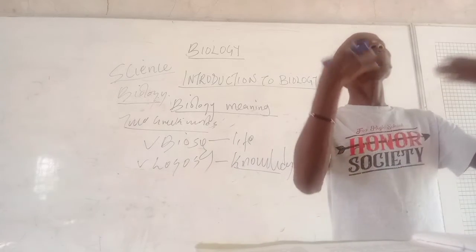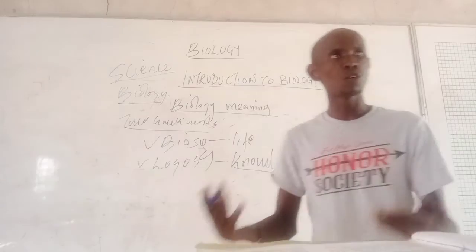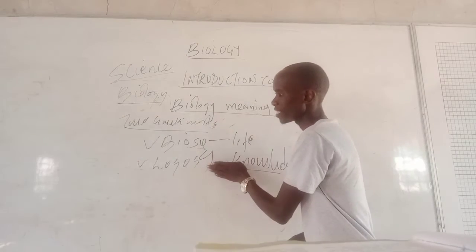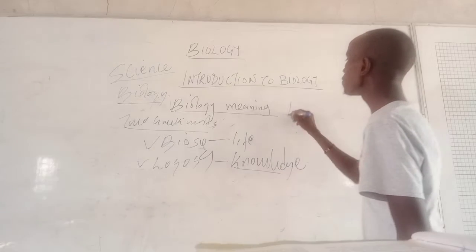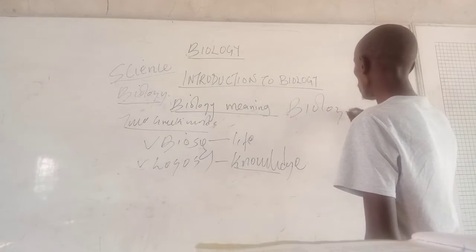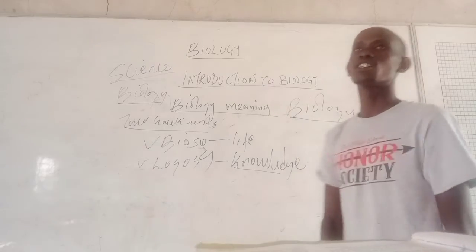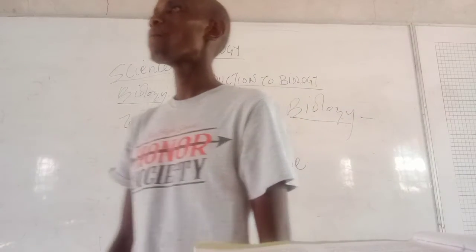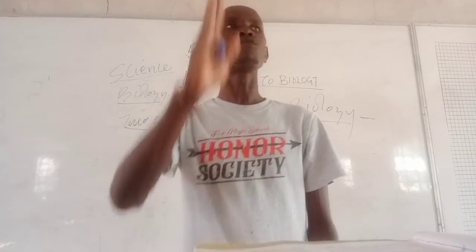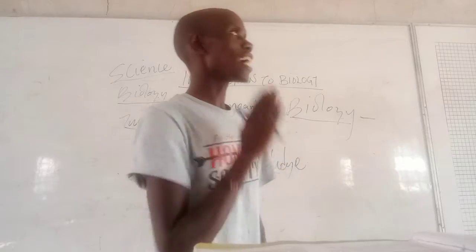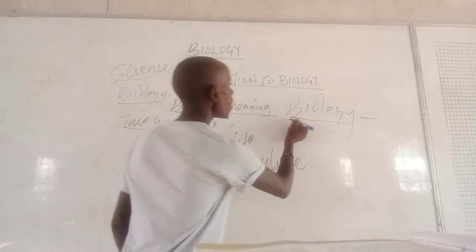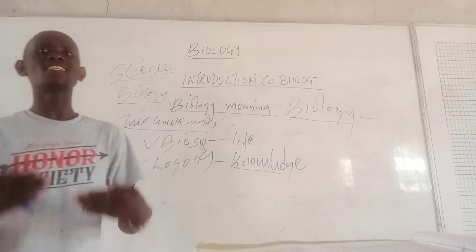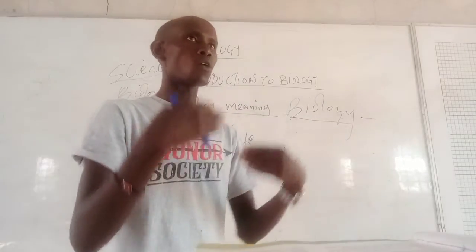Now, biology, the definition. After having looked at the terms it was derived from, we want to look at the definition of the term biology. Though it was derived from the Greek words bios and logos, meaning life and knowledge, what is the definition of biology? Correct. Scientific study of living organisms. That is what biology means: the scientific study of living organisms.